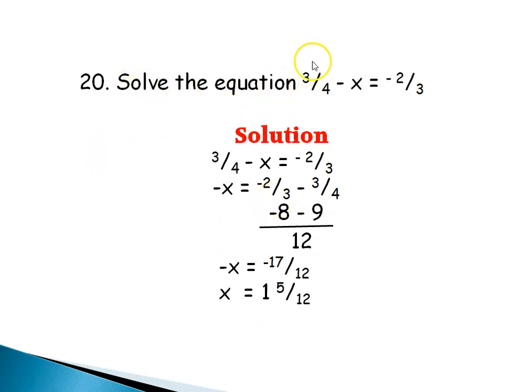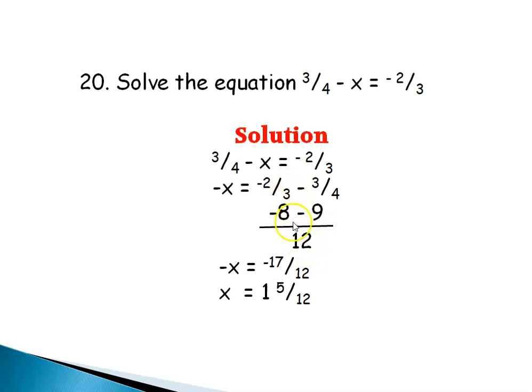Question 20. Solve the equation 3 over 4 minus x is equals to minus 2 over 3. Okay, so let me collect my like terms. My minus x remains, while my 3 over 4 comes this way and becomes minus 3 over 4. Minus x is equals to minus 2 over 3 minus 3 over 4. Then I'll collect my like terms. Oh, sorry, I'll find my LCM. I've collected like terms already. So let me find the LCM of 3 and 4. That is 12. LCM of 3 and 4 is 12.